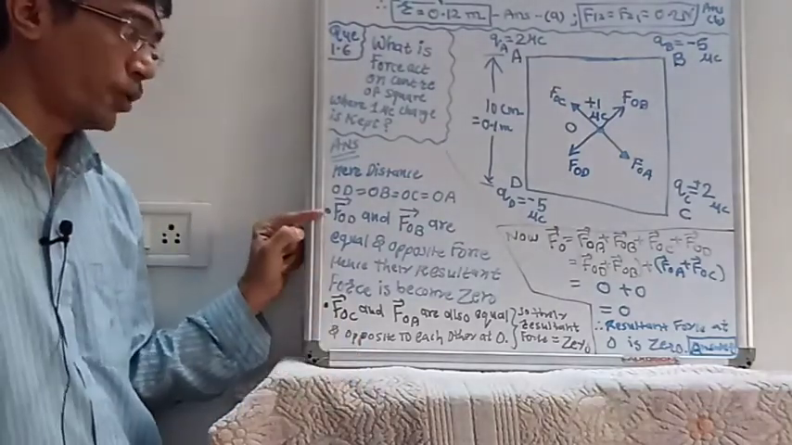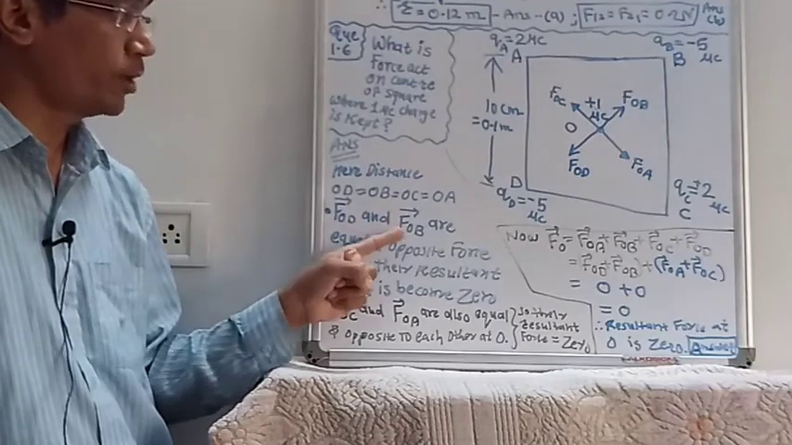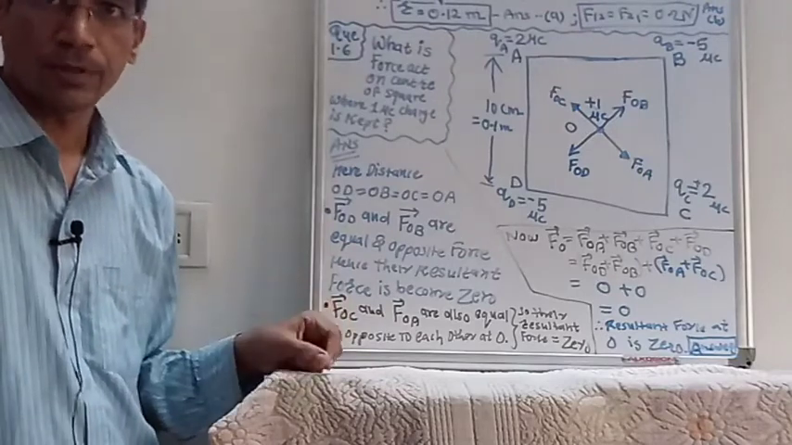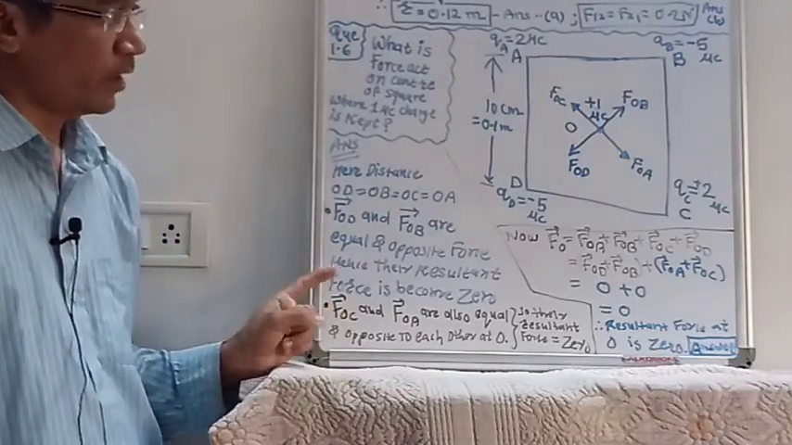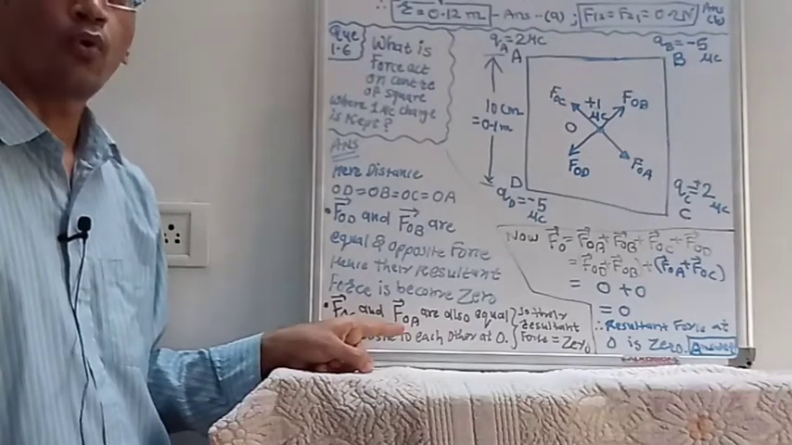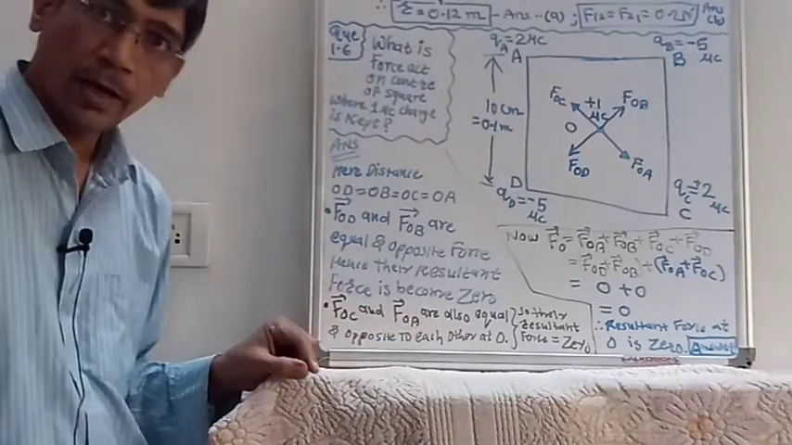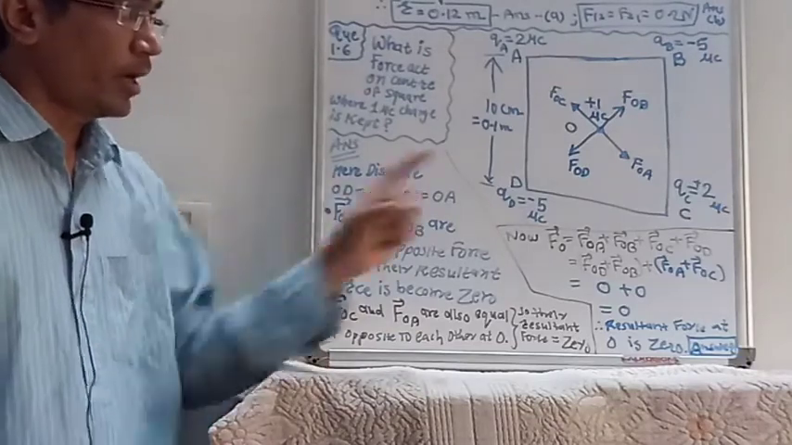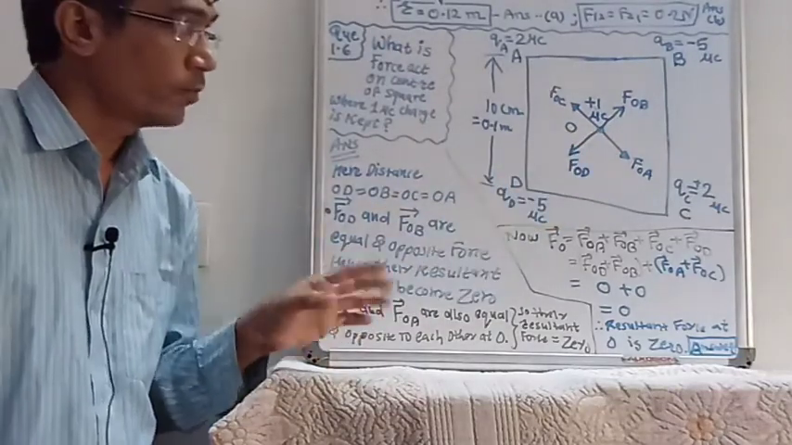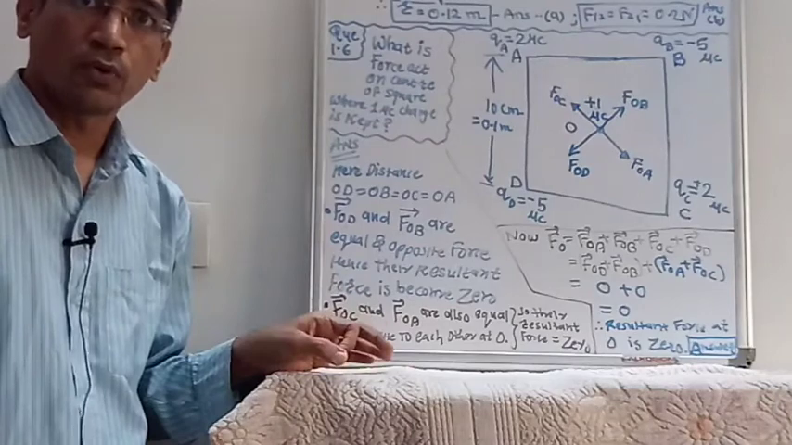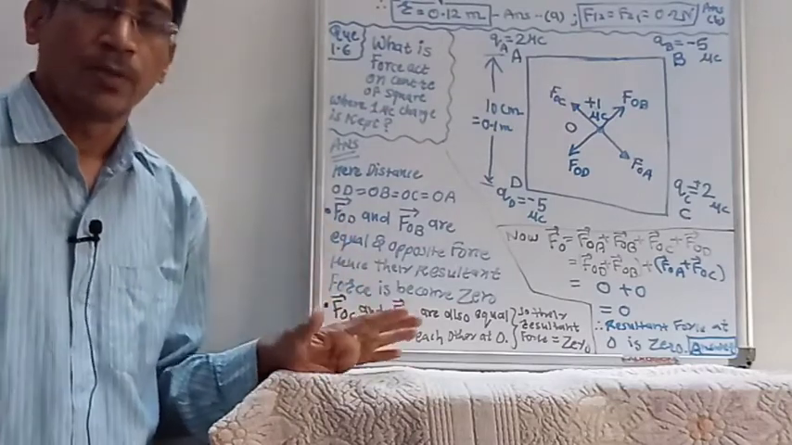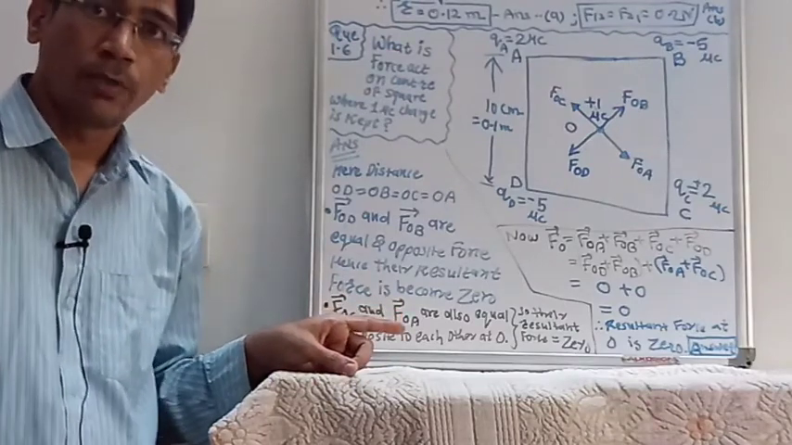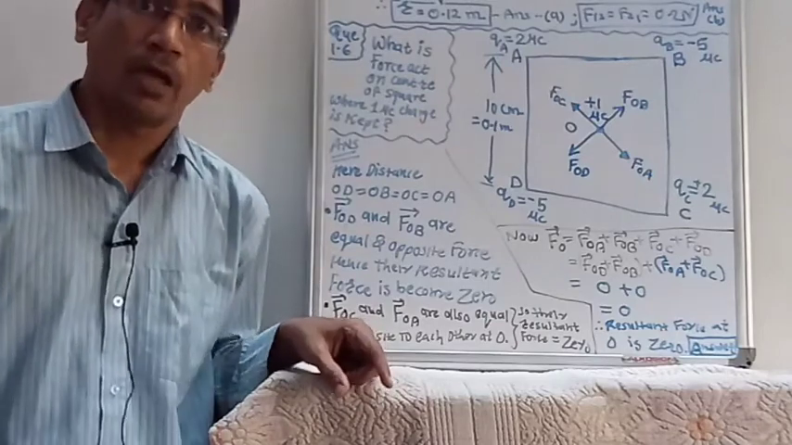So the FOD force and FOB force are equal and opposite forces, and their resultant force becomes 0. In the same way, FOD and FOA are also equal and opposite forces, so their resultant force becomes 0. So ultimately at the O point, the resultant force acting on the 1 microcoulomb charge is given by FO equals FOA plus FOB plus FOC plus FOD.